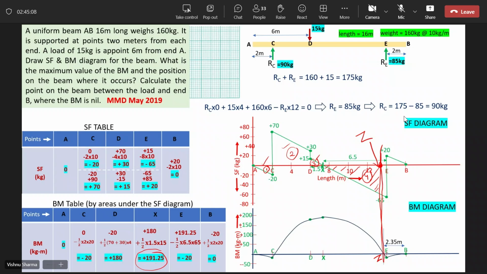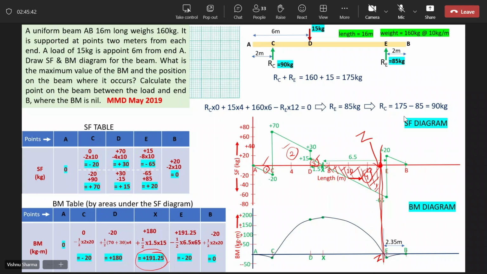Guys, for BM to become 0 at Z, this area which I have shaded under the SF diagram should be equal to the area up to X, which is the BM at X, and BM at X is plus 191.25. Am I right? Yes or no? Correct, guys? Okay. So what is this shaded area? It's a triangle, so it's a simple one. Therefore, I'm resorting to calculation. Otherwise, I could have used the graph.